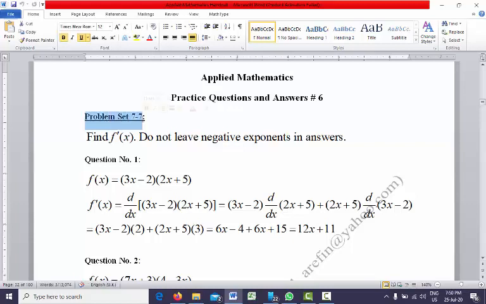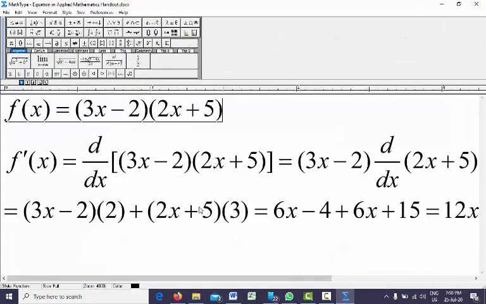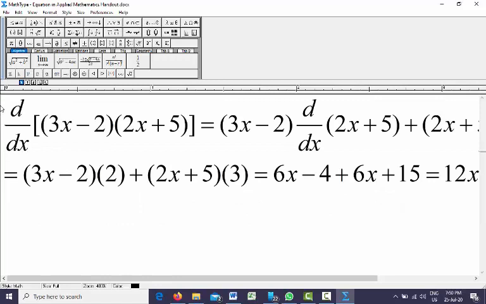Today we will study problem set 7-7. Here the first question: we want to do the differentiation of 3x minus 2 bracket multiplied by 2x plus 5 bracket. So we want to do differentiation of this one.